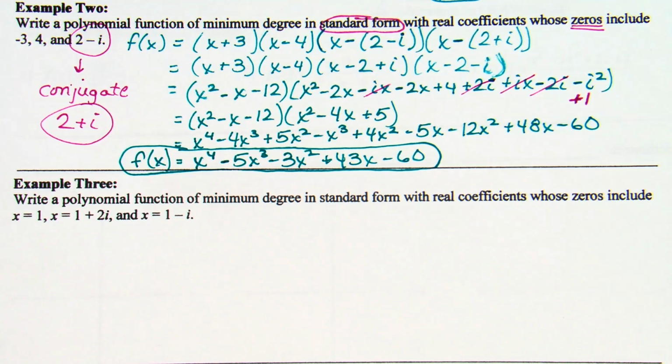Example 3 says, write a polynomial function of minimum degree in standard form with real coefficients whose zeros include x equals 1, x equals 1 plus 2i, and x equals 1 minus i. So we are looking at standard form with real coefficients whose zeros are the given.